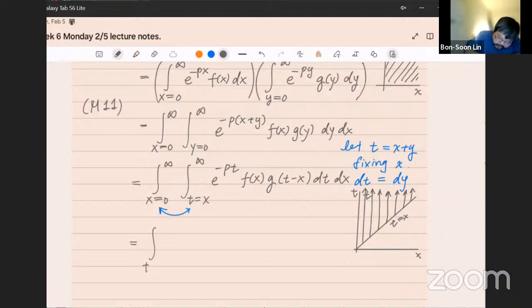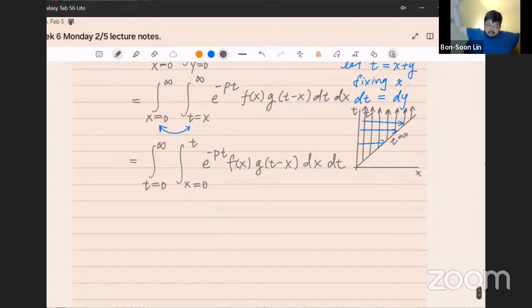If I were to switch the order so that t is outside, now t wants to go from 0 to infinity as well, because if you project onto the axis t, t goes from 0 to infinity. But what does x run from? Well, x now runs from 0 to t, right? So x going from 0 to t now. Inside, I still have the same e to the minus pt, f of x, g of t minus x, dx dt now.